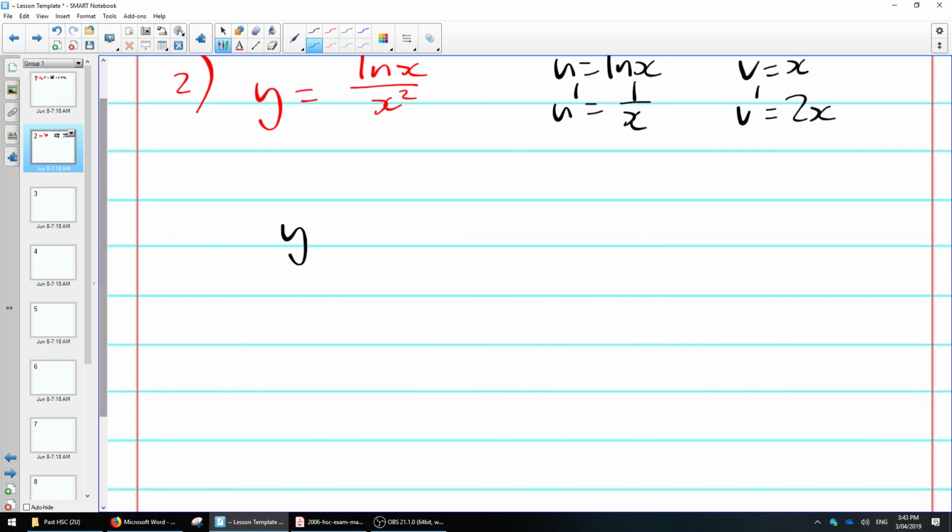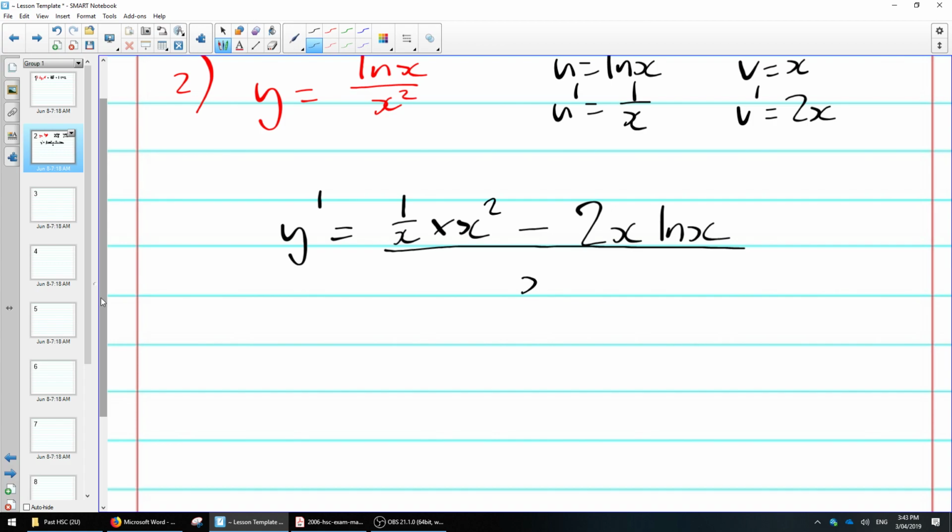So we get y dash equals (u dash v minus u v dash) over v squared. So it's 1 over x times x squared, minus 2x ln x, over v squared. So v squared is x squared squared, so x to the power 4.